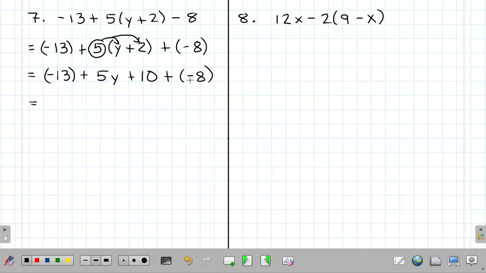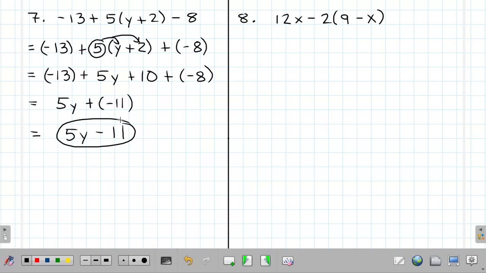Okay, so we can do that, or we can see that we have the variable term right here. That's the only variable term, so we can go ahead and put down 5y. And then what's negative 13 plus 10 plus negative 8? Well, that's going to be negative 11. So plus negative 11. So we end up with 5y minus 11.